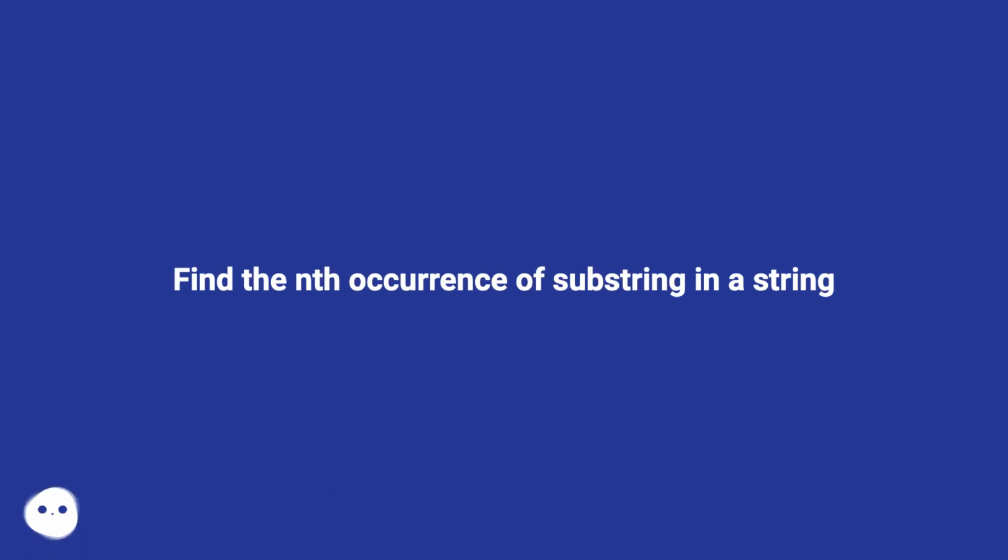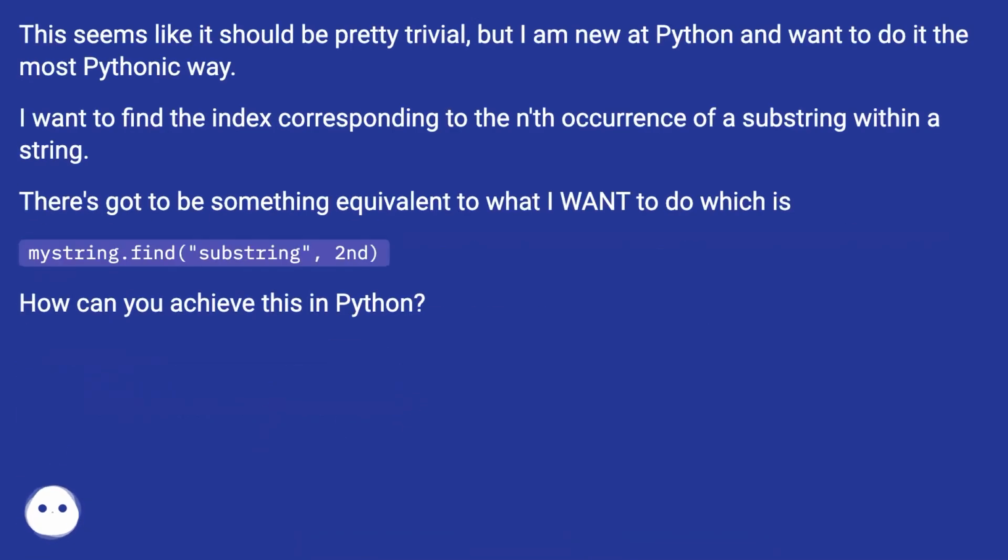Find the nth occurrence of substring in a string. This seems like it should be pretty trivial, but I am new at Python and want to do it the most Pythonic way. I want to find the index corresponding to the nth occurrence of a substring within a string. There's got to be something equivalent to what I want to do, which is mstring.find(substring, second). How can you achieve this in Python?